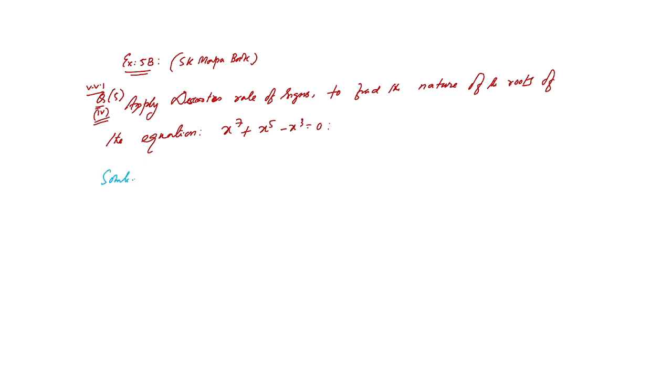So we'll move stepwise. First, we'll consider it as f(x). This is x to the power 7 plus x to the power 5 minus x cube. Then you need to think about f of minus x. That will be minus x whole to the power 7 plus minus x whole to the power 5 minus minus x whole cube. So it will be minus x to the power 7 minus x to the power 5 plus x cube.